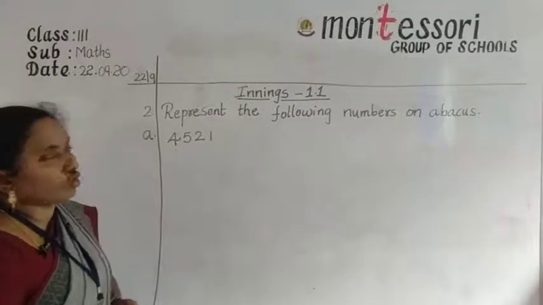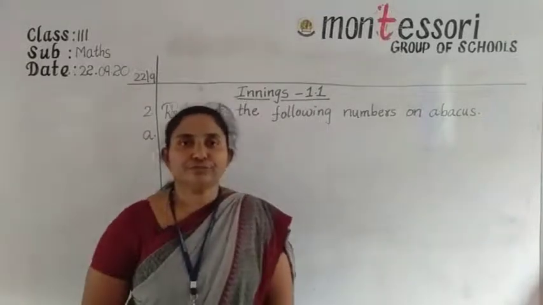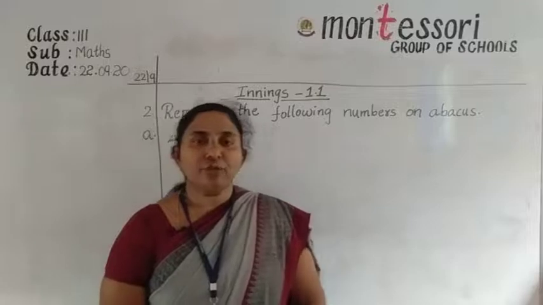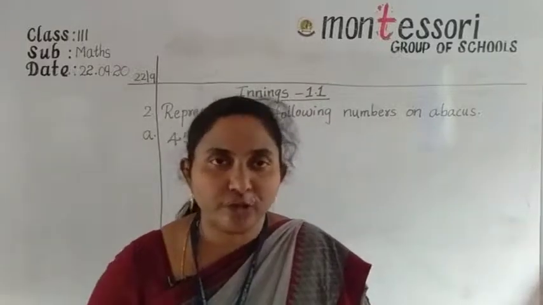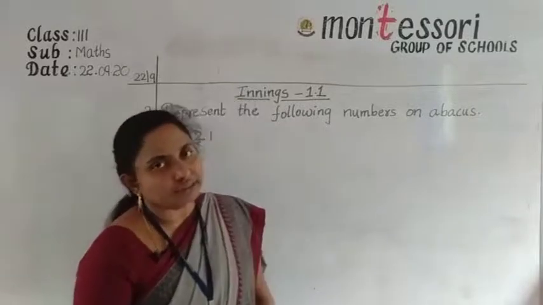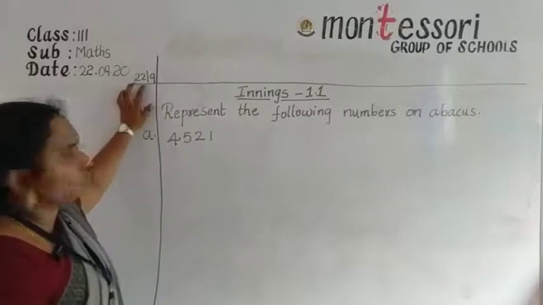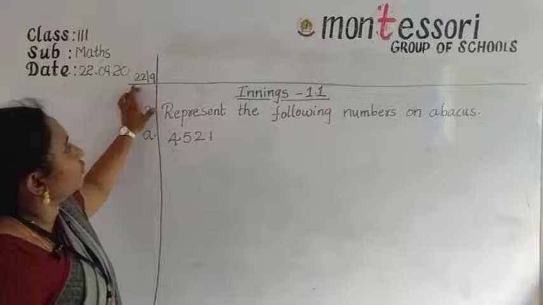So, first all of you take your classwork, and draw the margin with the pencil. Draw the margin with a pencil and write today's date. Today's date, 22/9. Okay, write the date and draw the margin.